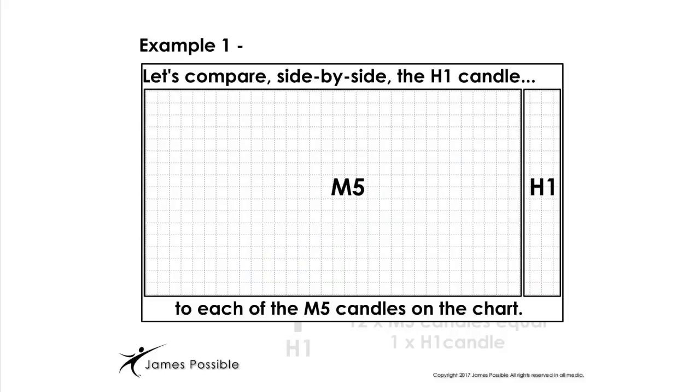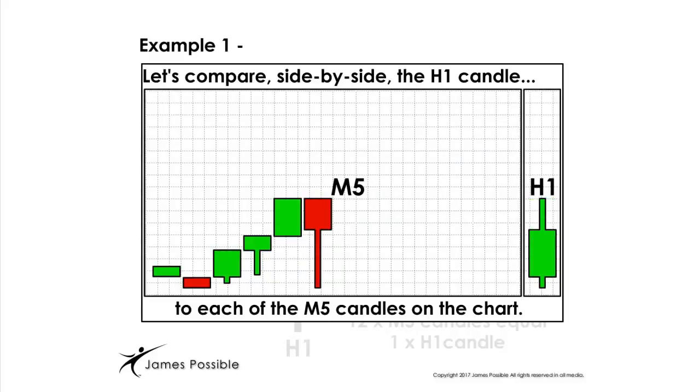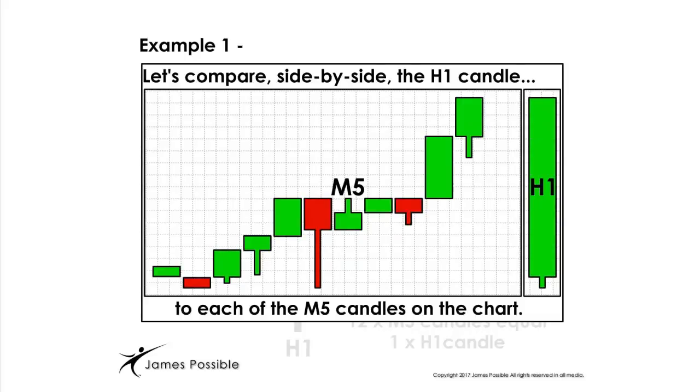Let's do this one more time. And there you have it. Again, the H1 is always going to be a summary of what's happened in the smaller time frames. Okay, so this is our first example of how the M5 chart might look to produce the H1 candle that we have in this example.